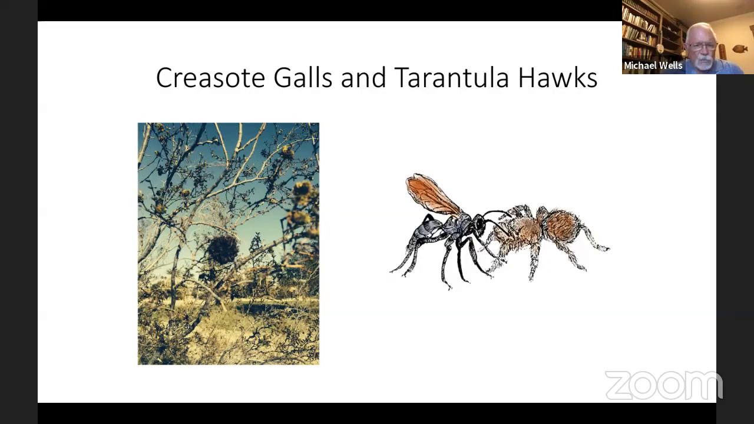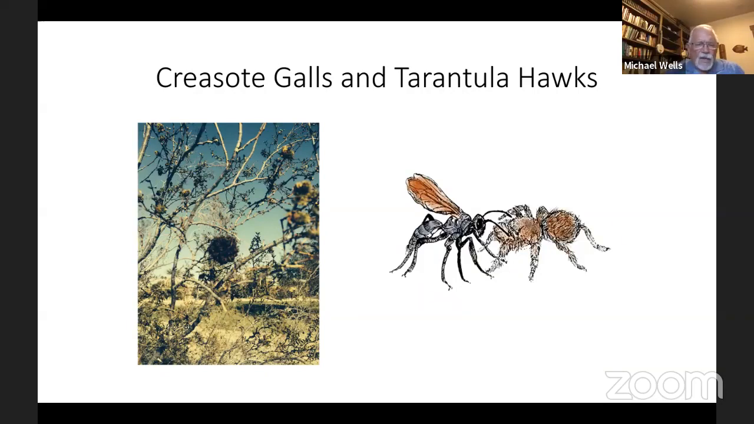A less gruesome example of coevolution is creosote galls. Anybody who's been out in the desert and looked at creosote bushes has seen those galls, these big swellings on the branches and leaves of the creosote. And they're caused by creosote gall midges, which are small insects. They have an ovipositor, which is an organ that they stick into the creosote plant, and they lay an egg.